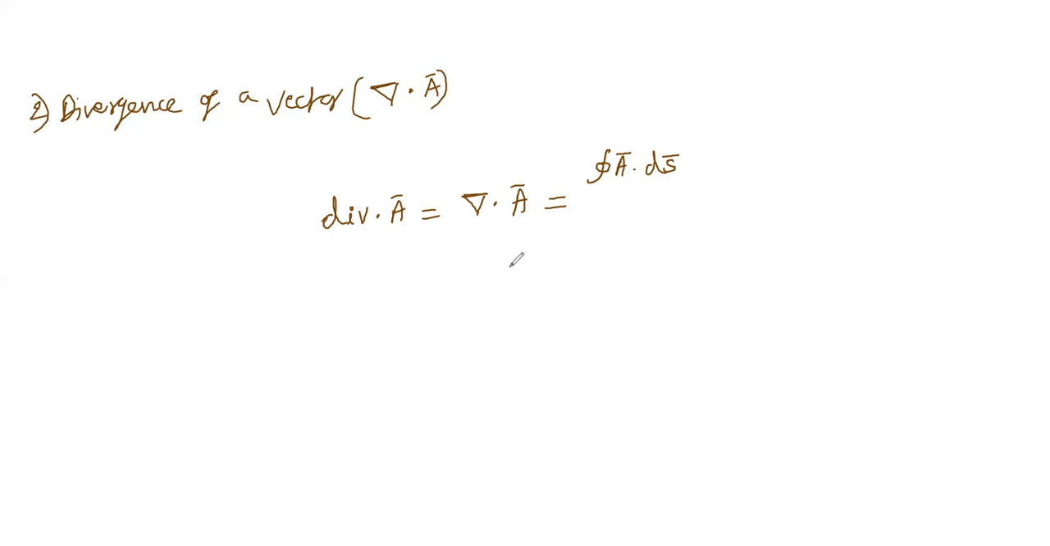Here the divergence is obtained as the net outflow, whatever is coming outside of this closed surface, per unit volume of a closed incremental surface. Unit volume is del V here. Here del V is the volume enclosed by the closed surface S in which some point P is located.